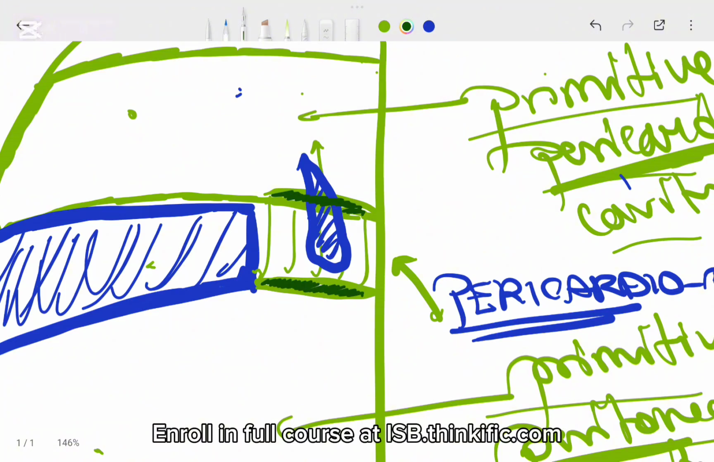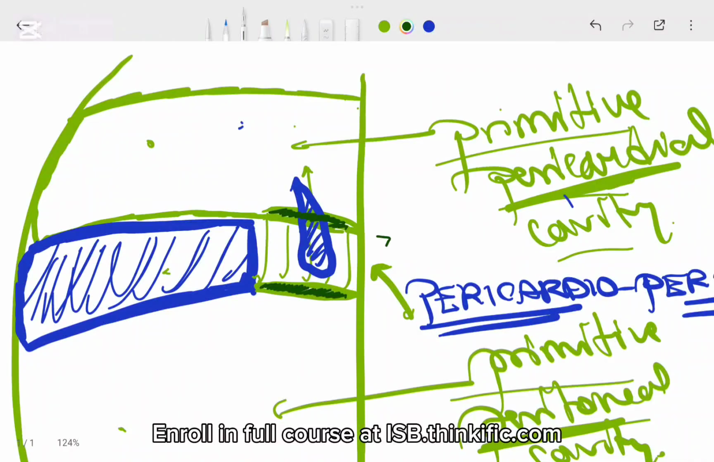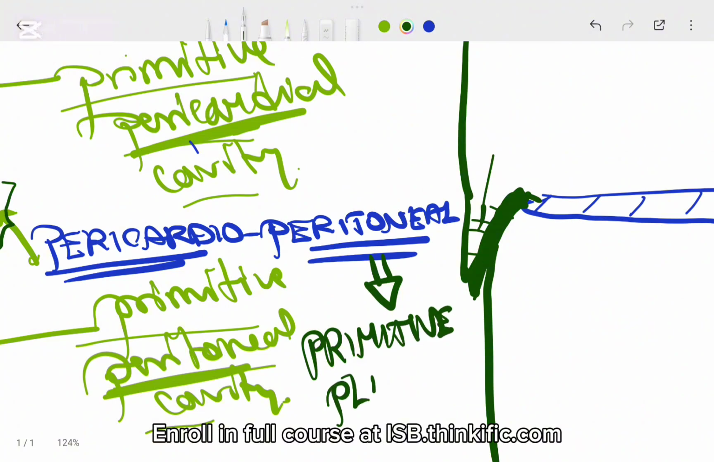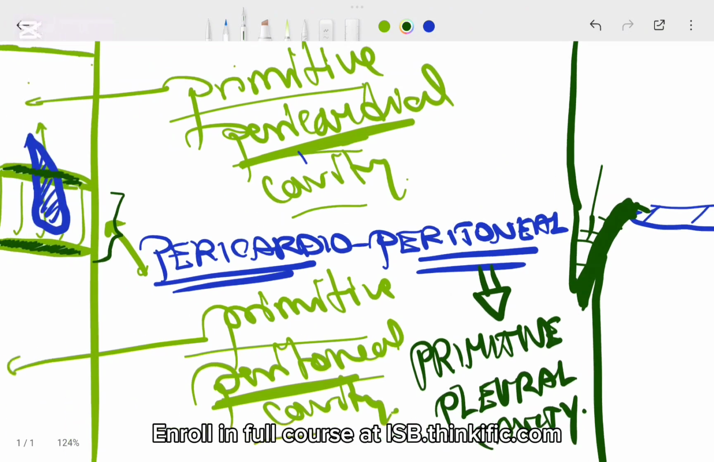Now, the pericardio-peritoneal canal, this canal, is now housing the lung. Is that right? This canal is now housing the lung. So, people have looked at this and said, I think this name no longer really fits, because it is no longer a canal. It is just a house for the lung to grow. So we're just going to call it primitive pleural cavity. Here's when things get very interesting, guys.